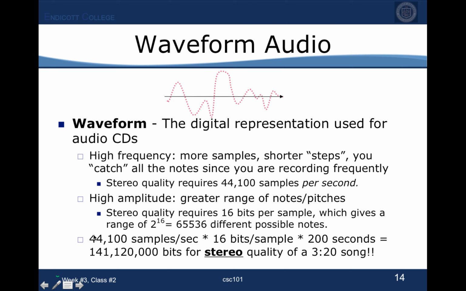Okay, so how much memory does that translate to? So if we use the waveform standard, then you're doing 44,100 samples per second, and you're taking 16 bits per sample. Let's say you have a 200-second long song, then you're going to record 141 million bits to get stereo quality, or sort of modern quality, of a 3 minute and 20-second song. And that's about right. I mean, this isn't necessarily 100% set in stone, but this is approximately right.